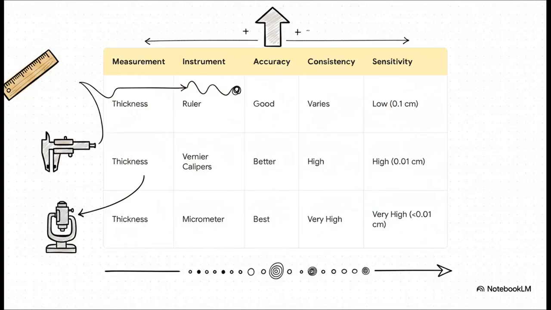And what do you think we'd find? Well, the ruler would give us a pretty good reading, but the numbers would probably vary a little bit each time. The vernier calipers, on the other hand, would give us a much more consistent result, and down to a finer decimal point, all because they have higher sensitivity. And if we broke out an even more sensitive tool, like a micrometer, our results would be even better. It all comes back to this. More sensitivity leads to better accuracy and better consistency.